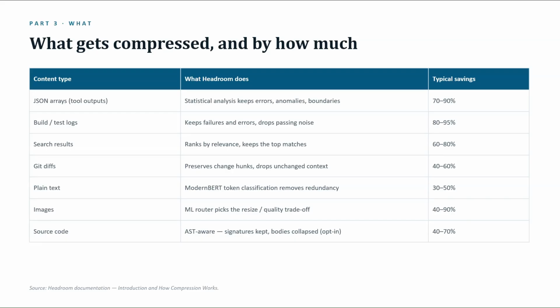So coming to the Headroom, internally, what type of data it can compress, and to what extent it can compress, we can view in this particular table. First, coming to the JSON arrays, it can compress like 70 to 90%. JSON arrays, when you are doing a web application, there are a lot of JSON files, right? So to compress those JSON files, we can integrate Headroom.